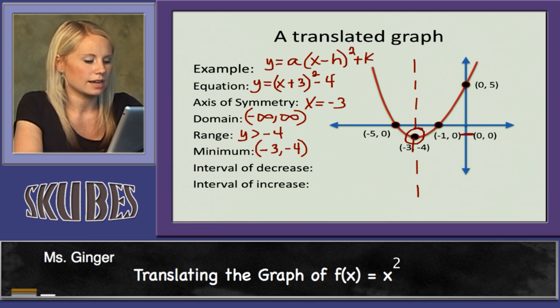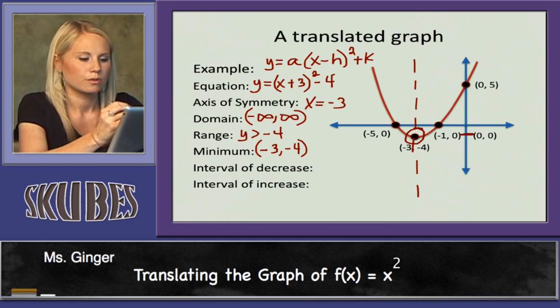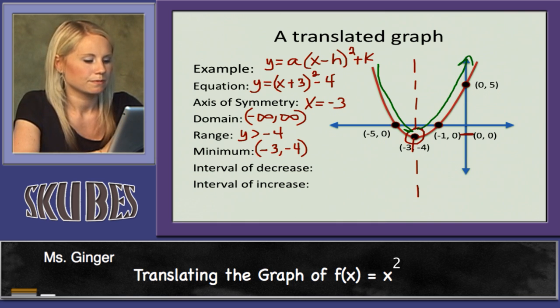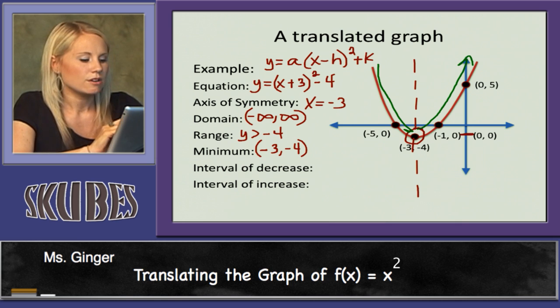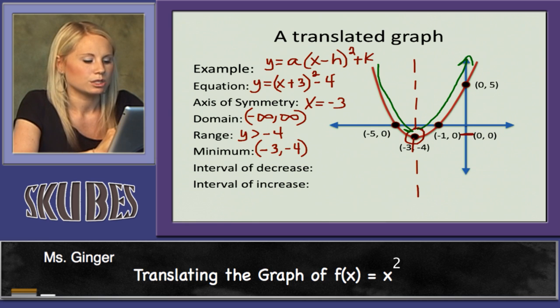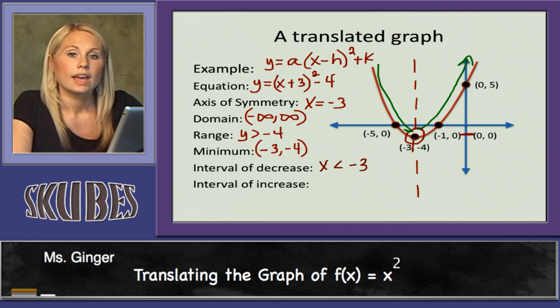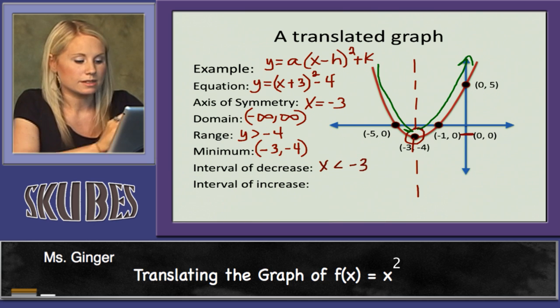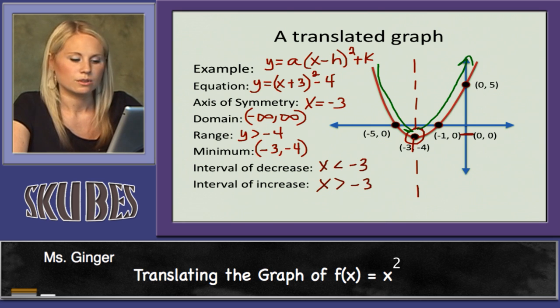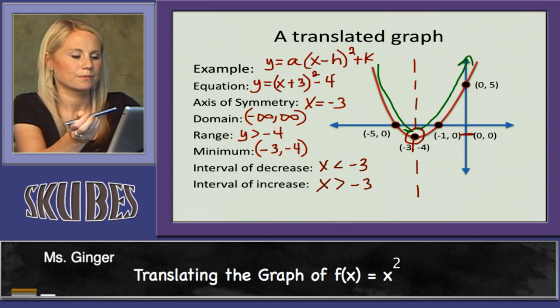Interval of decrease. All right, so we're going to read this like a book and we're going to move from left to right. We can see first of all it's decreasing and then at -3 it changes and it begins to increase again. So our interval of decrease is everything to the left of -3. So we're going to use all x values less than -3. And then the increase should be the opposite. So everything to the right of -3. So there is all of our characteristics for our quadratic and our equation in vertex form.